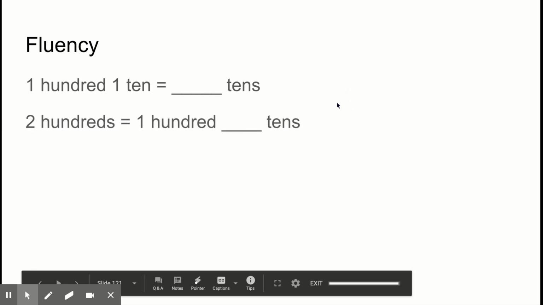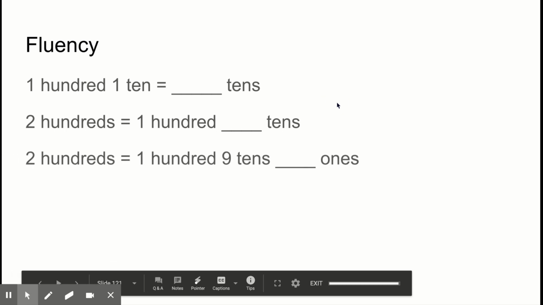All right, what about 2 hundreds? 2 hundreds equals 1 hundred and how many tens? 10 tens. 2 hundreds equals 1 hundred plus 10 tens would be another 100, so it equals 200. Getting trickier. 2 hundreds equals 1 hundred, 9 tens, and 10 ones.